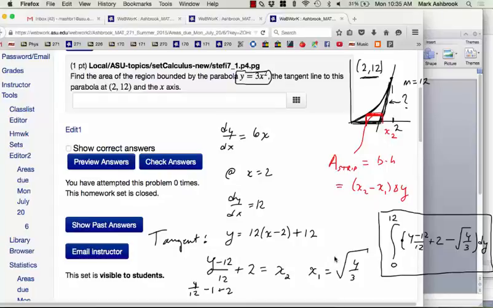Oh, I'm not taking the antiderivative, I'm just setting up the integral. This is an easy antiderivative. So it's going to be 1/12 y plus 1 minus, that's your x2. And then your x1 is radical y over 3. That's a y, not a 4.